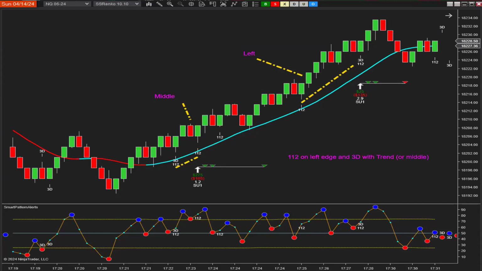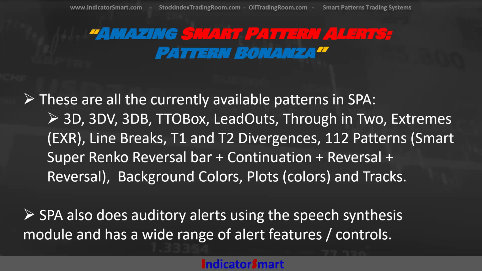I happen to do this on the NASDAQ on a 1010 Smart Super Renko. Pretty cool. So, all the patterns that are currently available in SPA: the 3-dot pattern, the 3DV, the 3-dot break, the TTO box, lead outs, through and to pattern. It'll show you all the extremes on the chart. Line breaks, so you can get really specific with that kind of stuff. Line breaks, T1 and T2 divergences, that's a big deal. As a matter of fact, our trading rooms started with that T2 pattern 10 years ago, coming up on 10 years as of right now, and we're still using it every day.